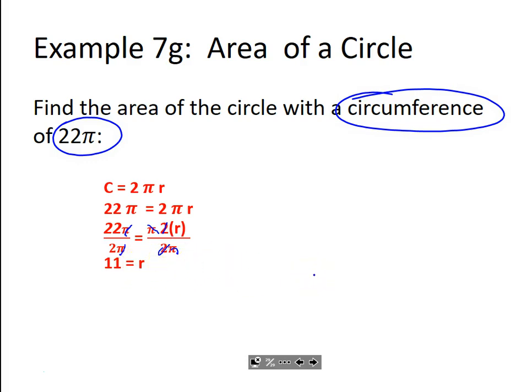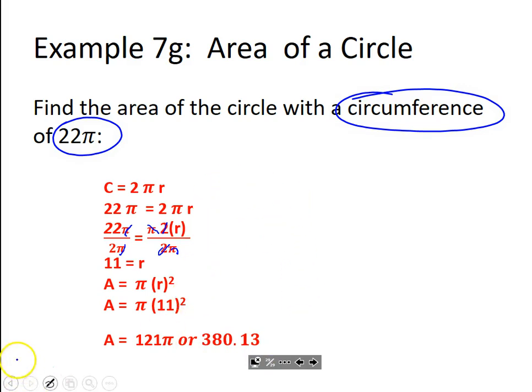Then we're going to plug that r back in. So again, if you recall, I said to make sure we square this first. Area is equal to pi r squared. So 11 squared is 121. So that's going to be 121 pi, and then we're going to multiply that by pi to get our other answer, which is 380.13. And we didn't have a unit on this one, so we're good to go.